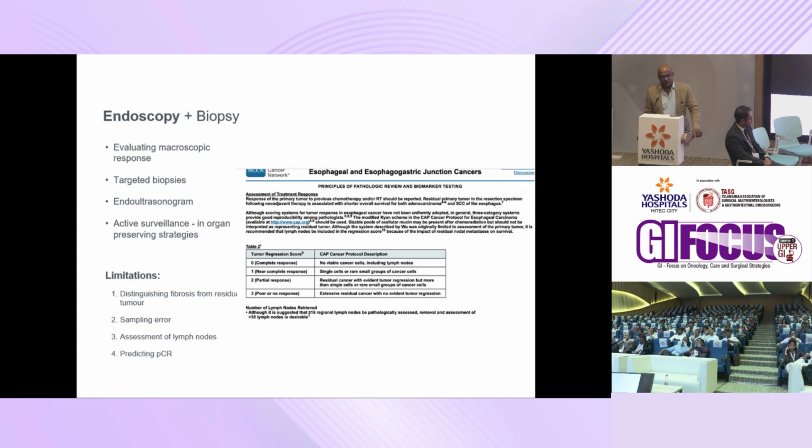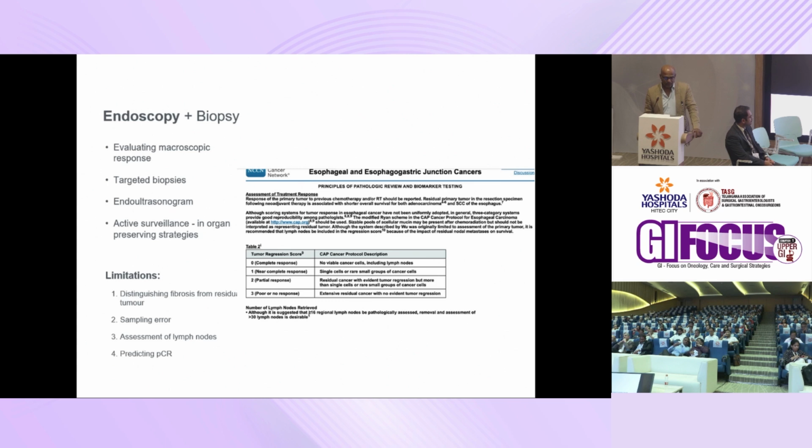And endo-ultrasound is definitely useful in assessing the T stages, particularly the early T stages, T1 and T2, and the regional lymph nodes in these cases. And it will help guide us to take the biopsy from the exact location that we need. And in case the patient is not a surgical candidate, or in case the patient has opted out of surgery, then this is the scenario where endoscopy is very helpful in active surveillance of these patients.